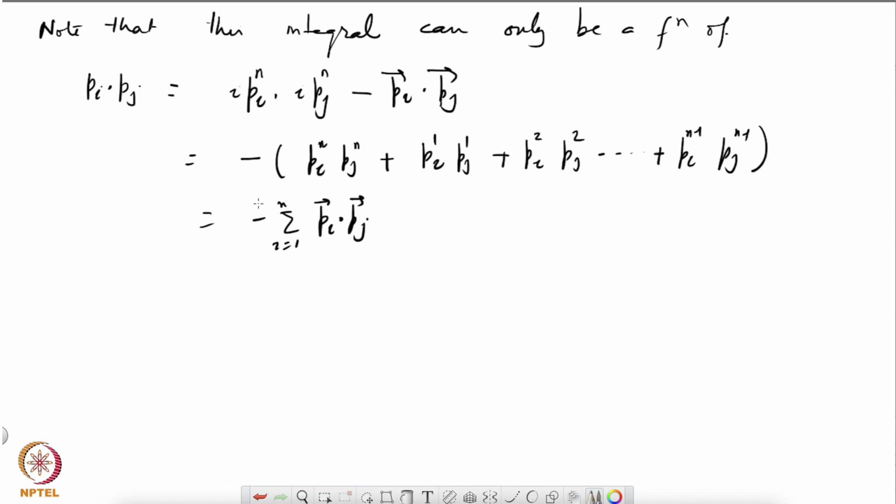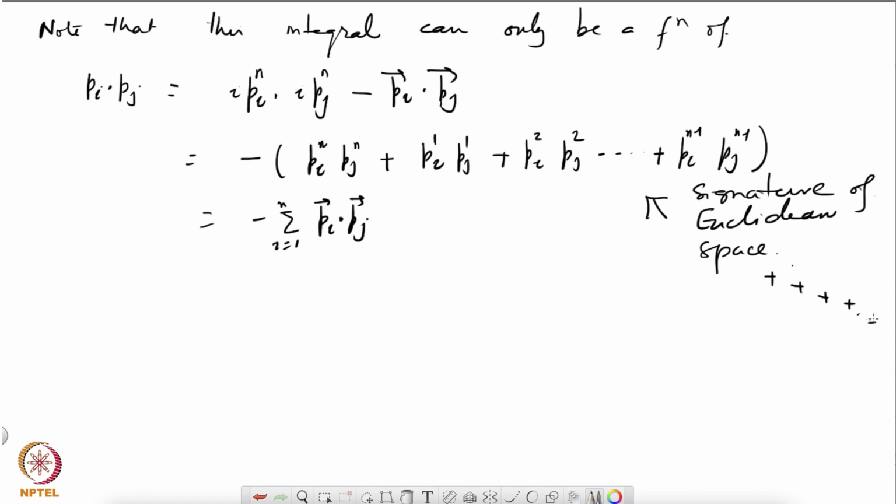So you see that this dot product now, this that enters into the function f tilde, the dot products are not Minkowskian, right? The signature is now not minus 1 plus 1 plus 1 and so forth, or plus minus minus. So here the signature is Euclidean. Right, so you don't have p_i^0 p_j^0 minus something. All the terms are added together. So this is what you have in Euclidean space. So the signature is plus plus plus plus up to n times.